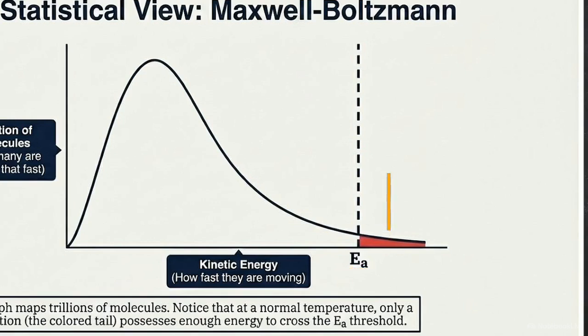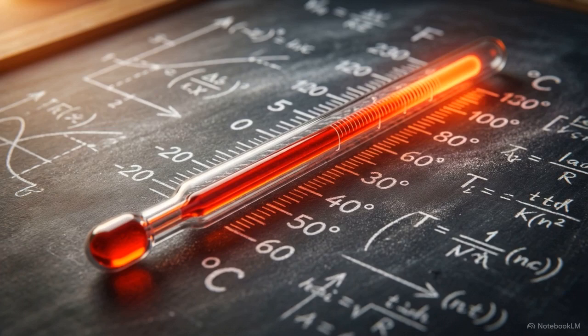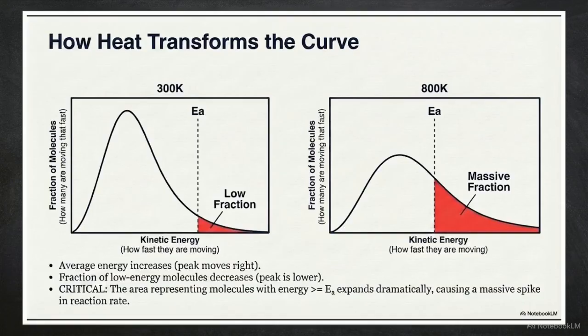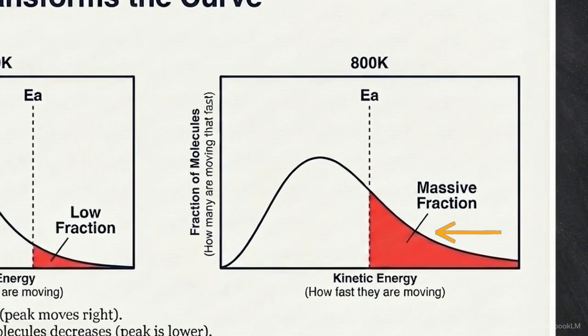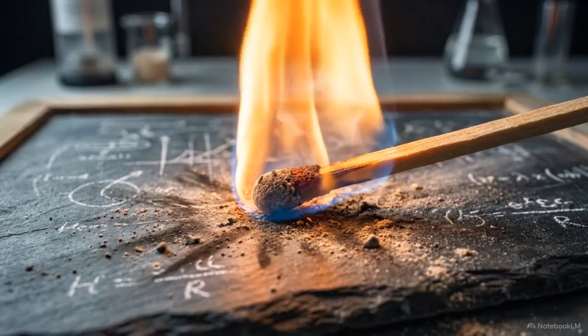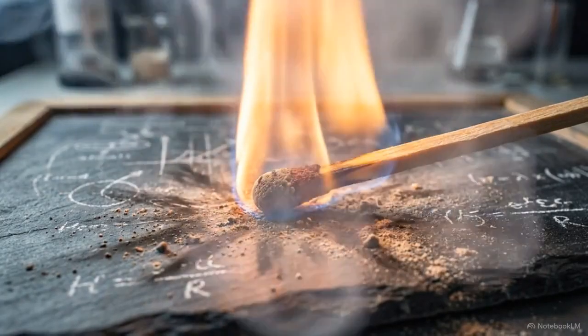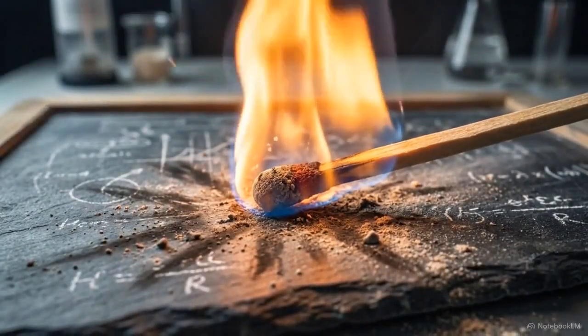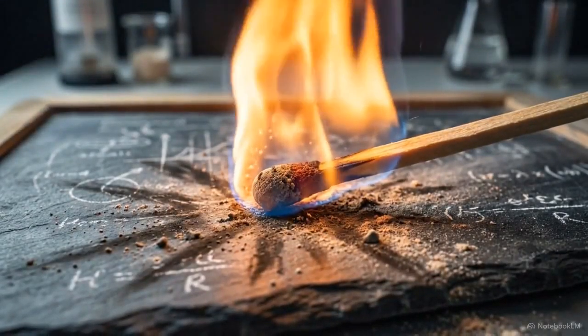The question is how this entire population shifts when the temperature is raised to 800 Kelvin. As temperature increases, the curve flattens and its peak moves right, reflecting a broader range of speeds. Look at the shaded area past the activation energy threshold. The shifting curve significantly expands the fraction of molecules meeting the energy requirement. This explains the high sensitivity of reaction rates to heat. The shifting distribution exponentially increases the molecules capable of clearing the activation energy threshold.